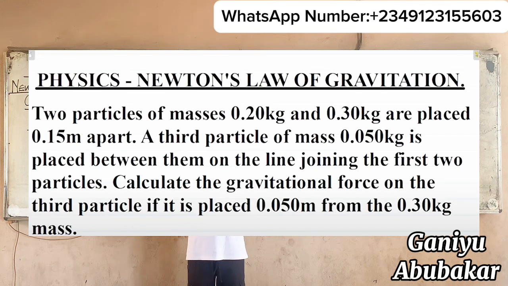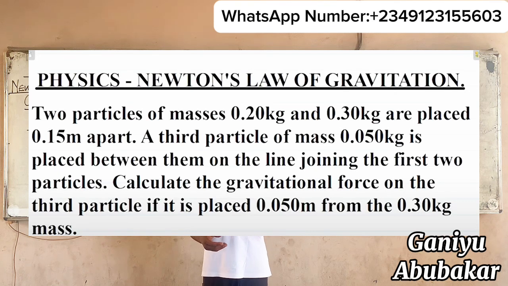0.15 meter apart. A third particle of mass 0.050 kilogram is placed between them on the line joining the first two particles. Calculate the gravitational force on the third particle if it is placed 0.05 meters from the 0.30 kilogram mass.